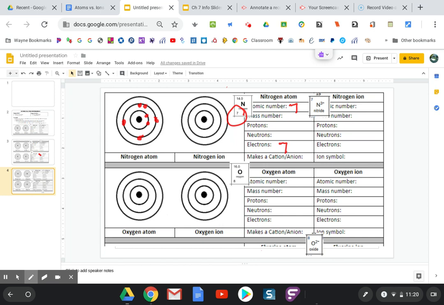And then as an ion, it makes a -3 charge. So if our positive ion lost electrons, our negative is going to gain electrons. So a -3 means we're going to go from 7 to 10. So first 2 in the first ring, and then 8 will go in the second ring.